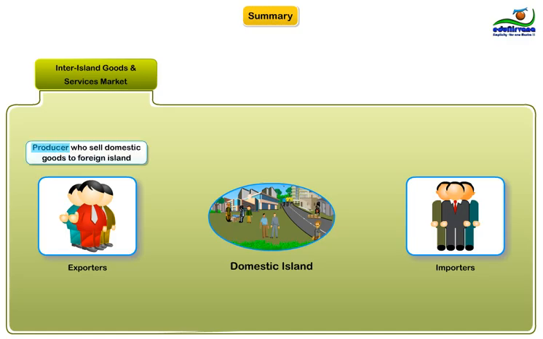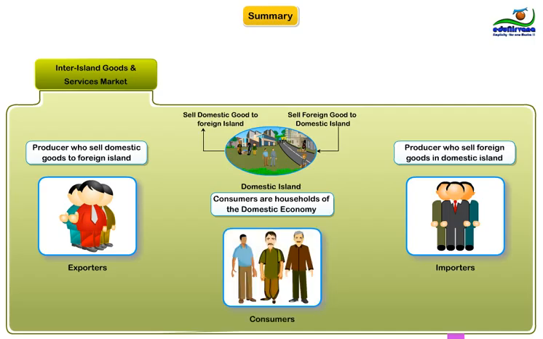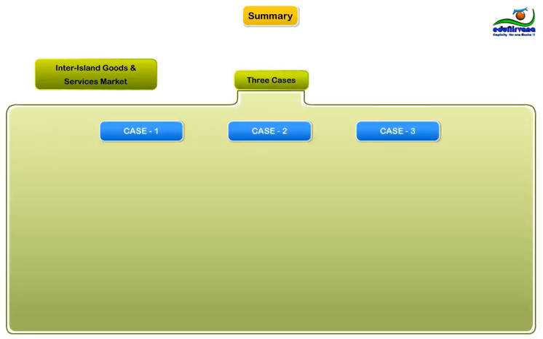The producers of the economy that sell domestic goods to foreign islands are called exporters. The producers of another economy that sell foreign goods in the domestic island are called importers. The consumers are the households of the domestic economy. Then, 3 cases were considered.